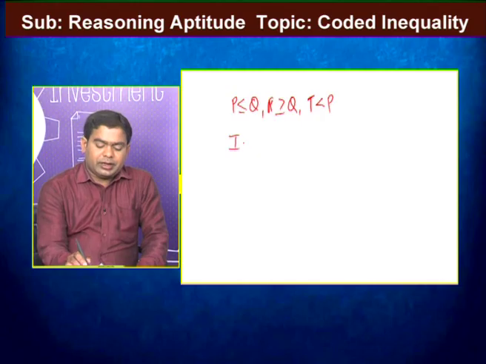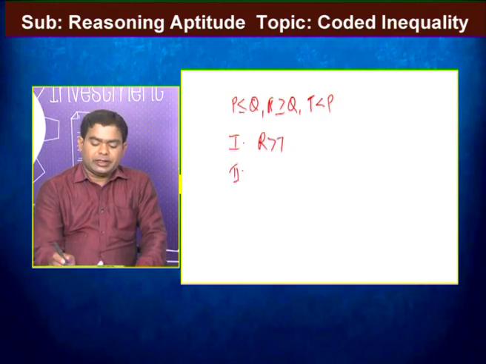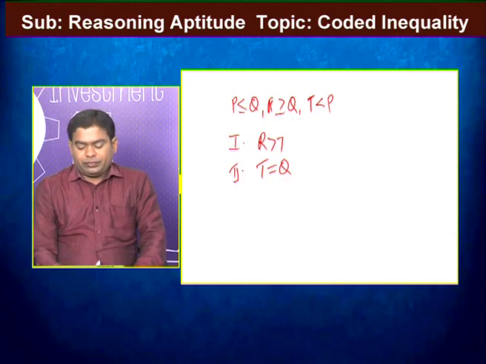After that, we apply the inequalities for the given conclusions. Conclusion 1 is R at the rate T. Here at the rate is denoted greater than, that means R greater than T. And conclusion 2 is T percentage Q. Here percentage is denoted as equal, that means T equal to Q.